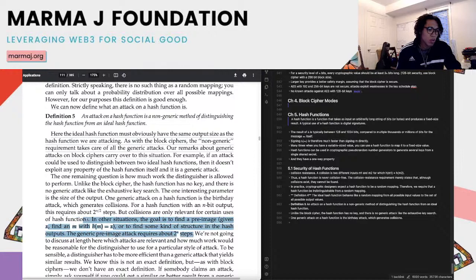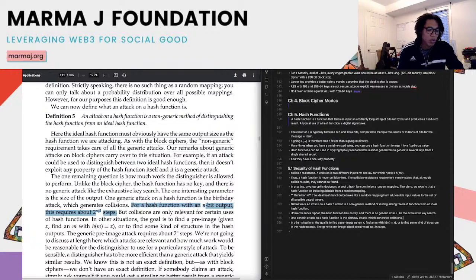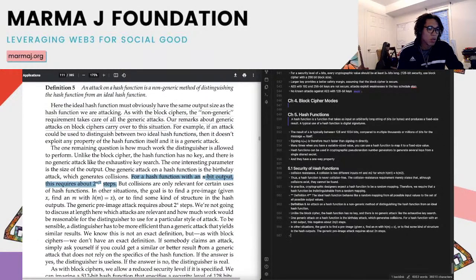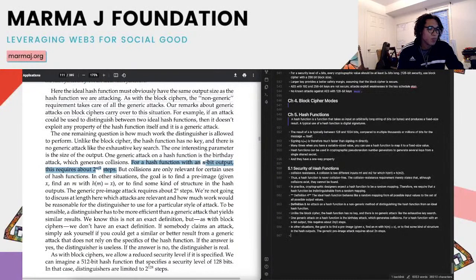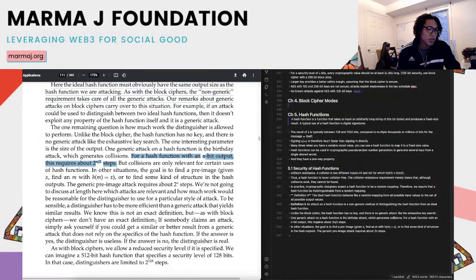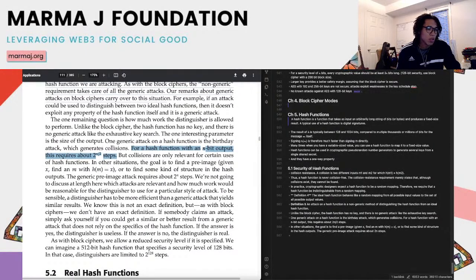We're not going to discuss at length here which attacks are relevant and how much work would be reasonable for the distinguisher to use for a particular style of attack. To be sensible, a distinguisher has to be more efficient than a generic attack that yields similar results. We know this is not an exact definition, but as with block ciphers, we don't have an exact definition. If somebody claims an attack, simply ask yourself if you could get a similar or better result from a generic attack that does not rely on the specifics of the hash function. If the answer is yes, the distinguisher is useless. If the answer is no, the distinguisher is real.